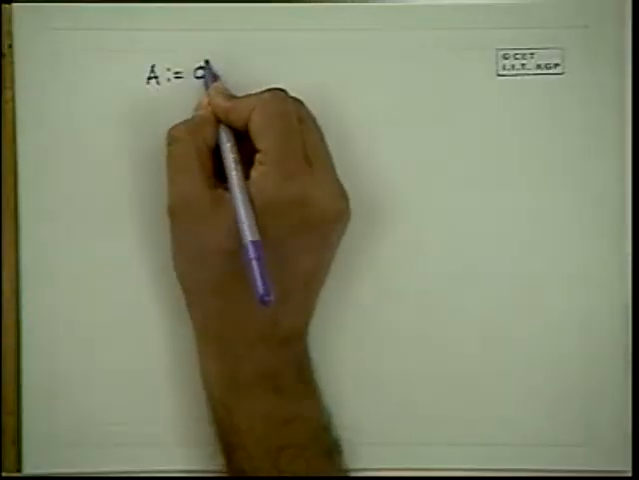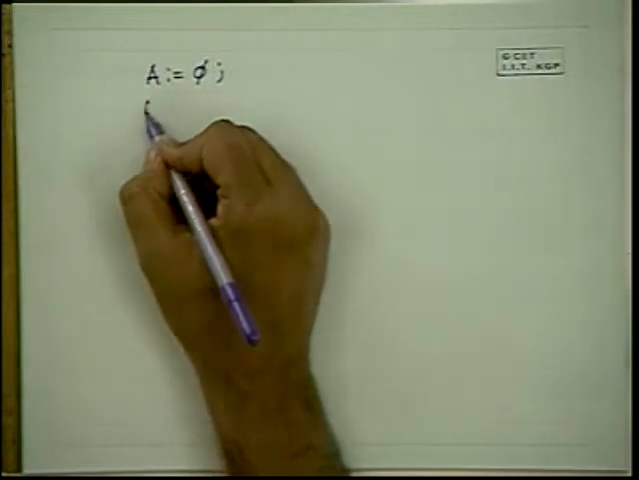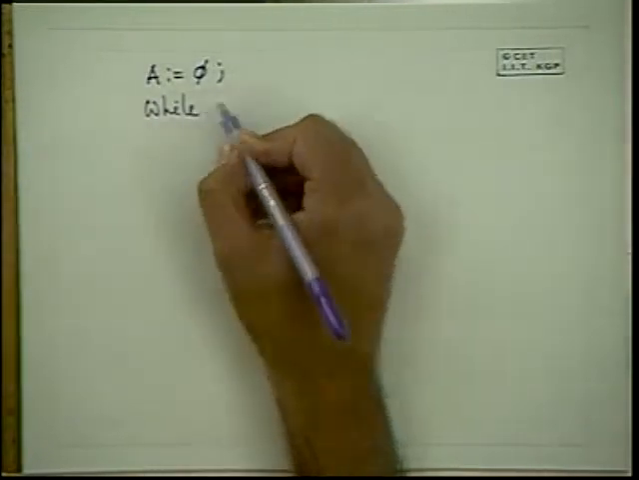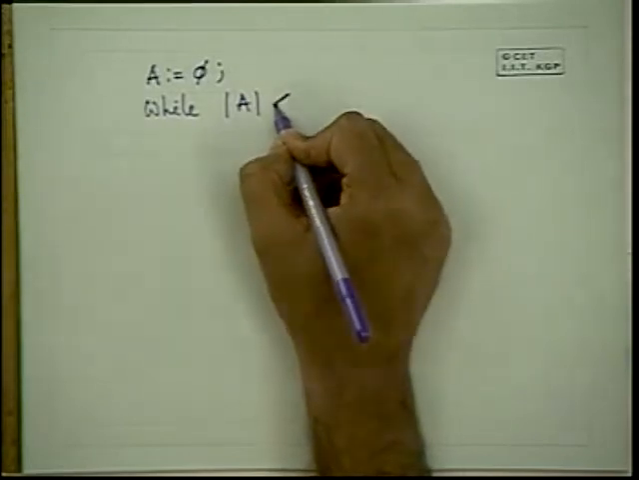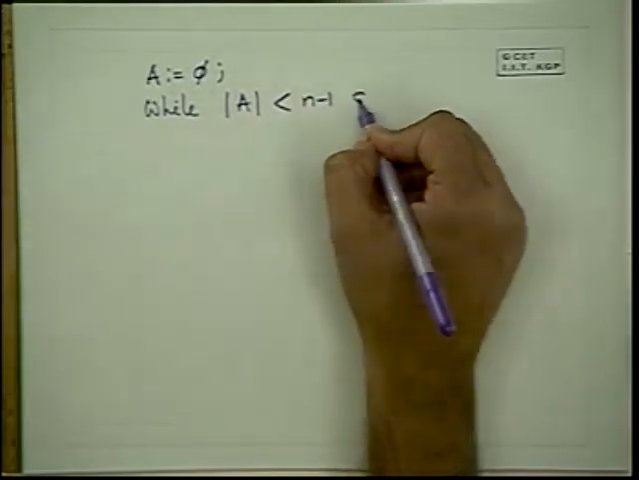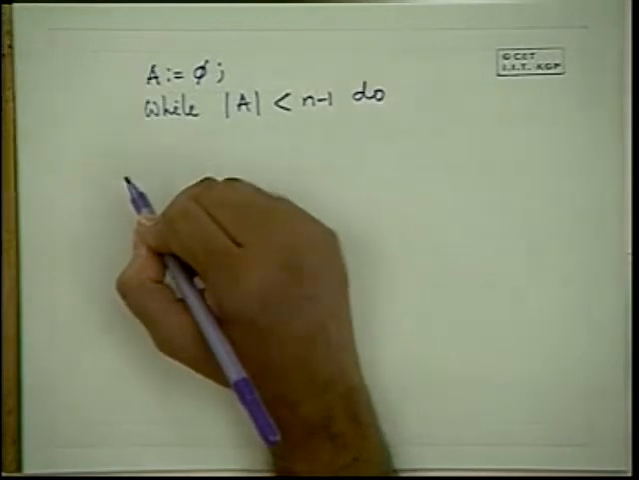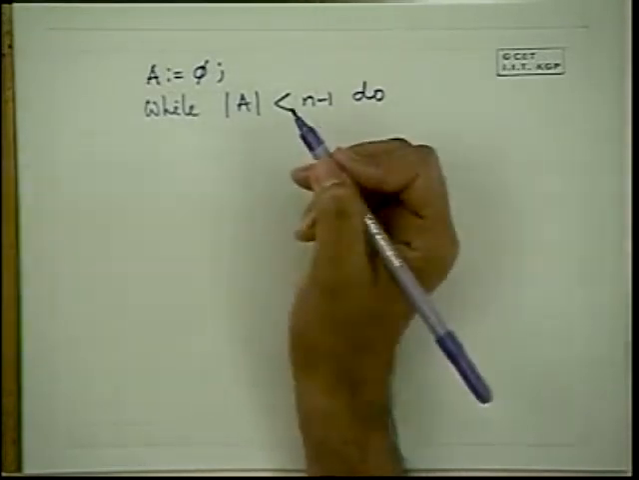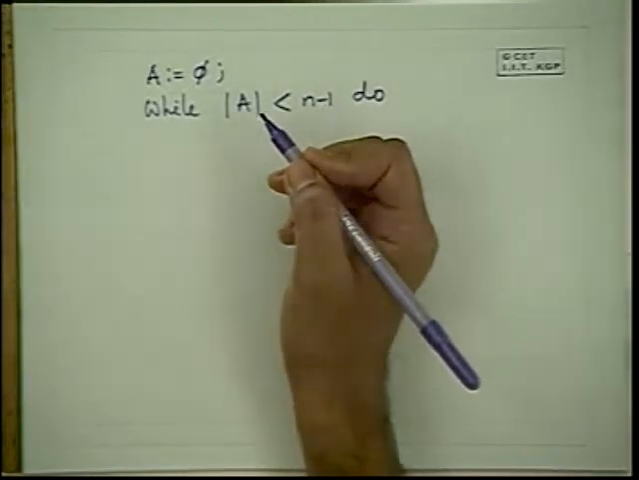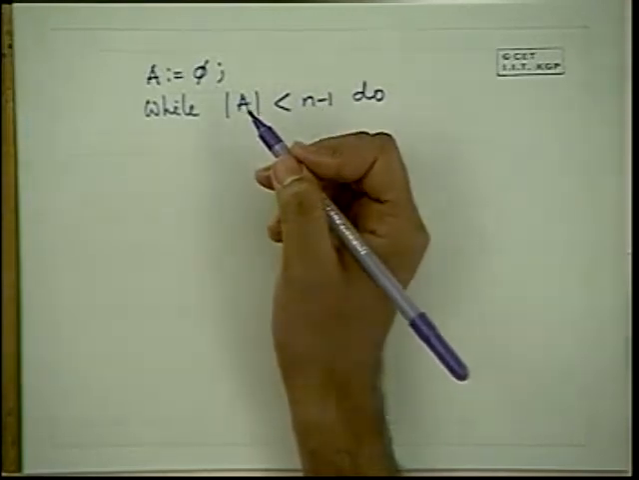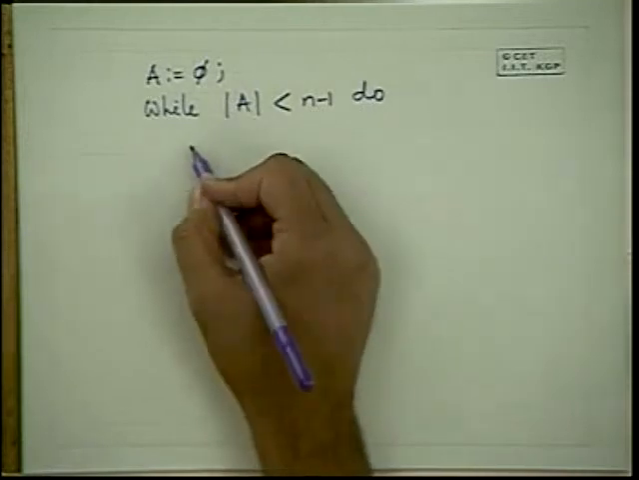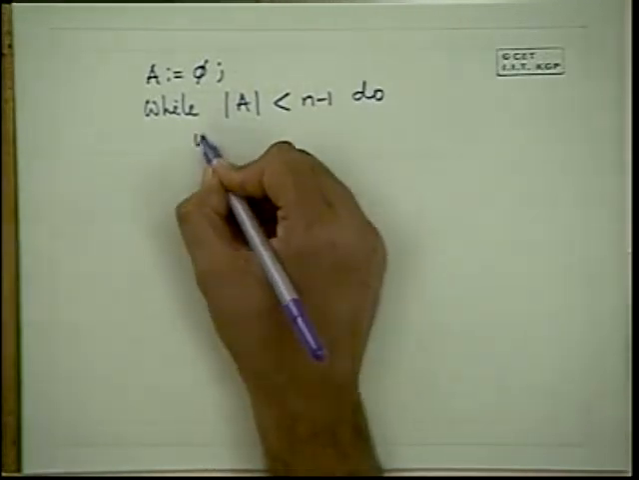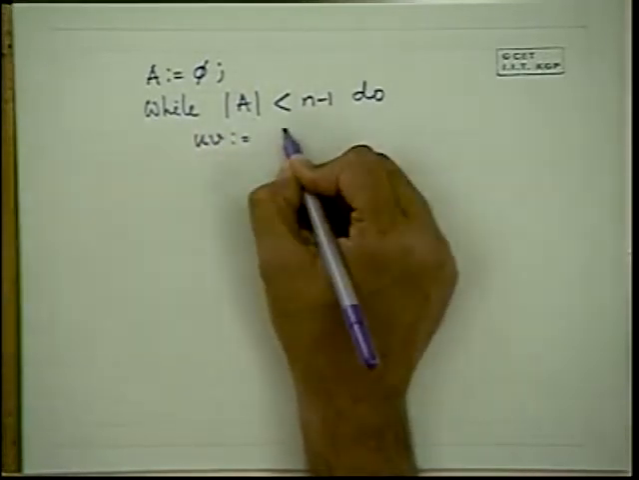So initially the edge set A is empty, while the cardinality of the edge set A is less than n minus 1. When you have already extracted n minus 1 edges, that means you are done, because a spanning tree has exactly n minus 1 edges. So while A is less than n minus 1, do uv equals extract min.